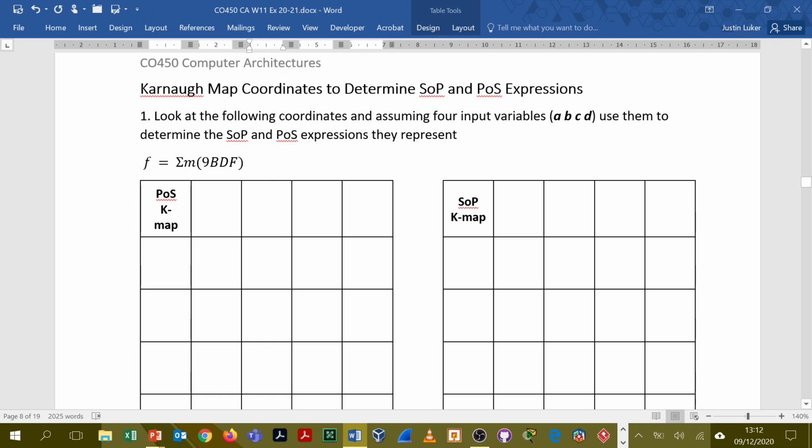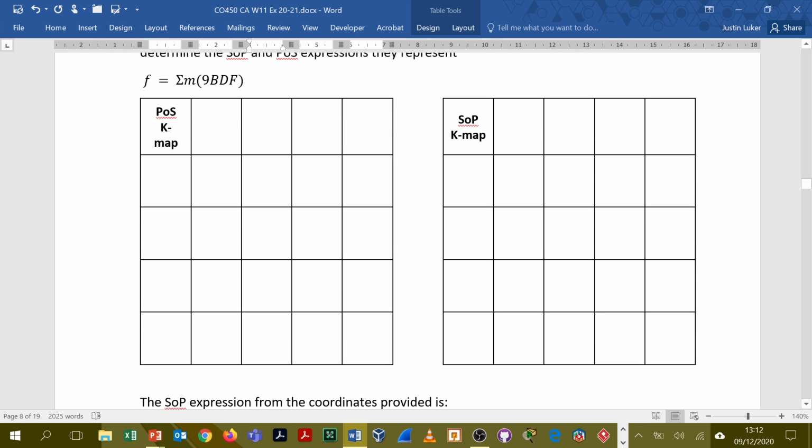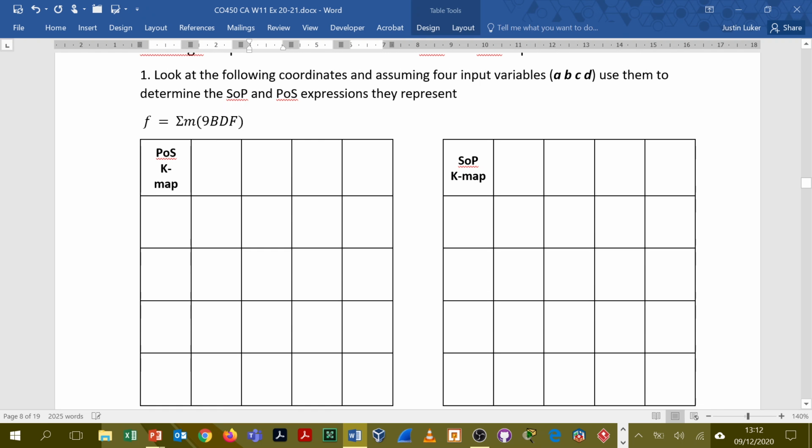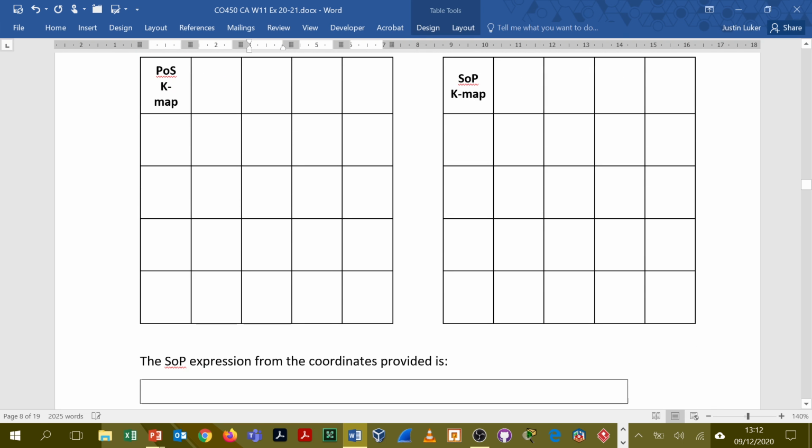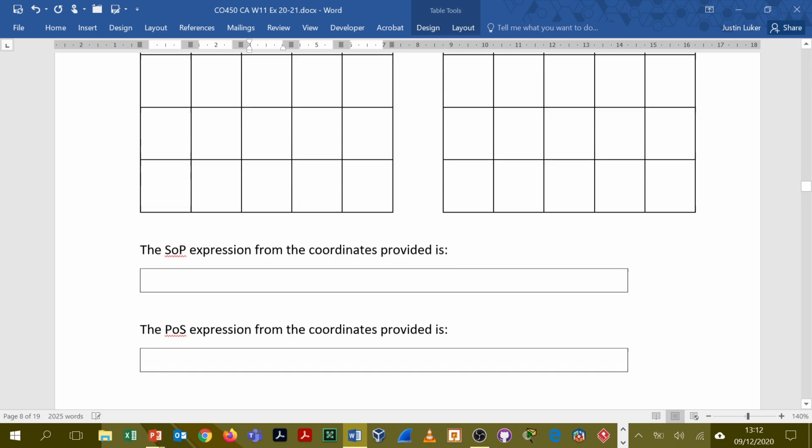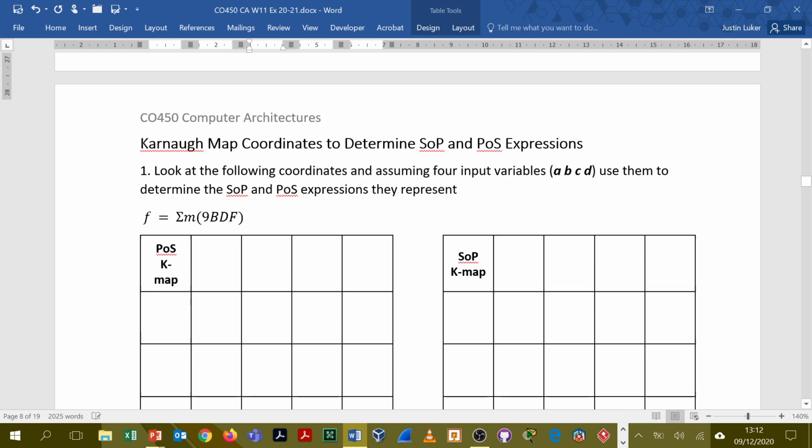So I'm telling you the number of variables, A, B, C, D, and using them to determine the SOP and POS expressions they represent. I've got two tables, one for SOP, one for POS, and a set of coordinates. I just need to map those coordinates on, and then I should be able to write out the expression based on the coordinates that have been provided for the min terms and max terms for each.